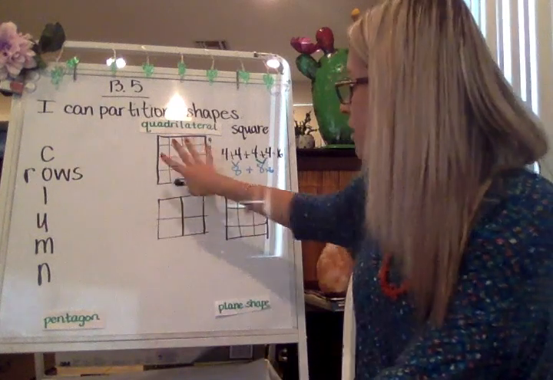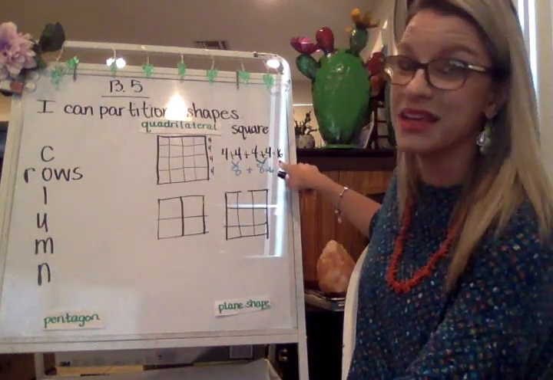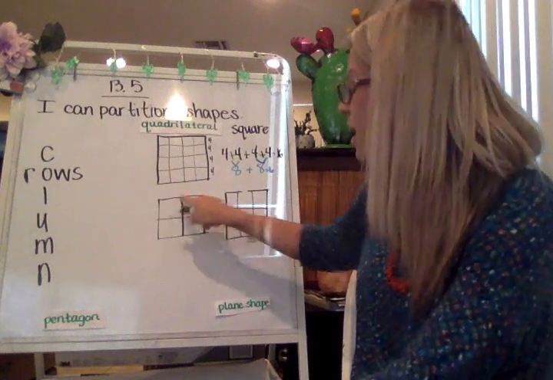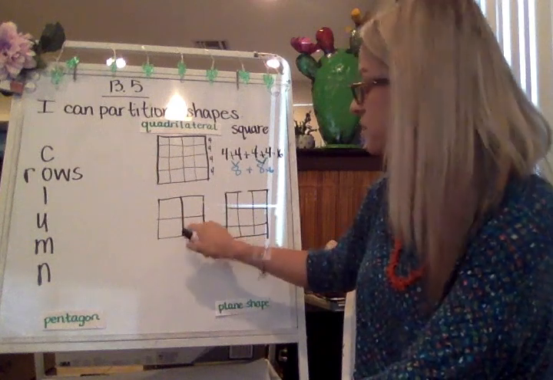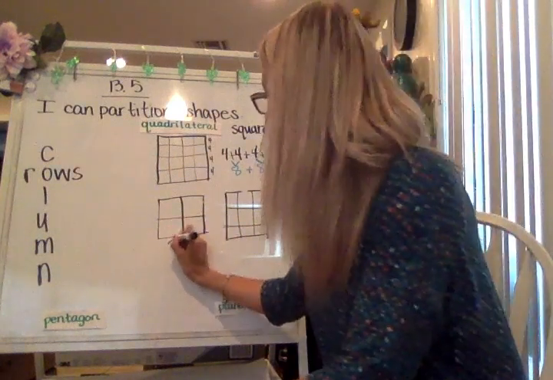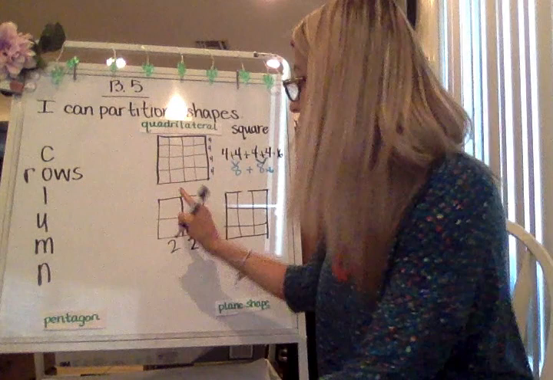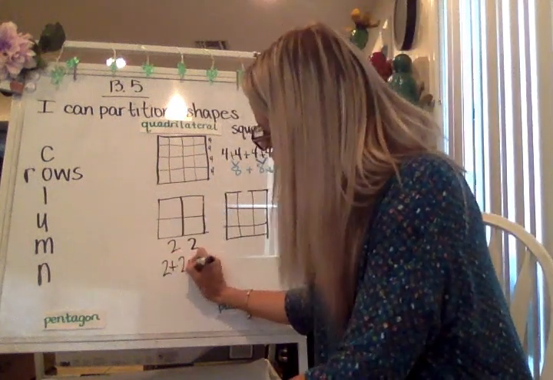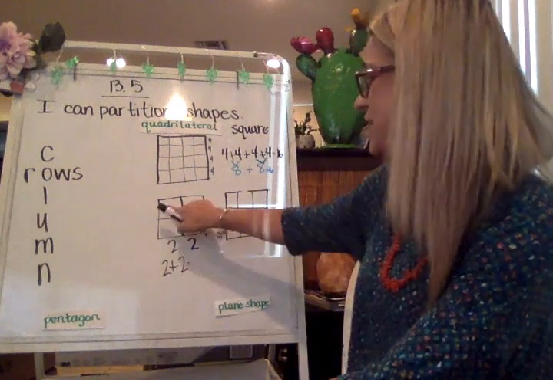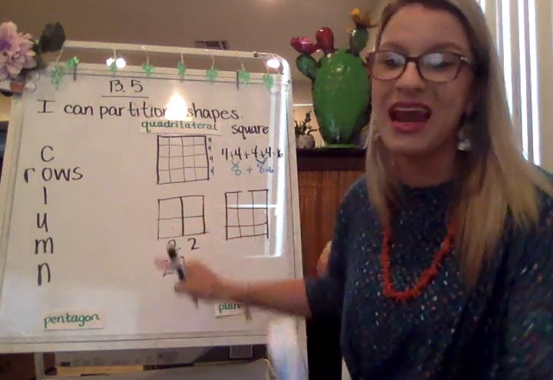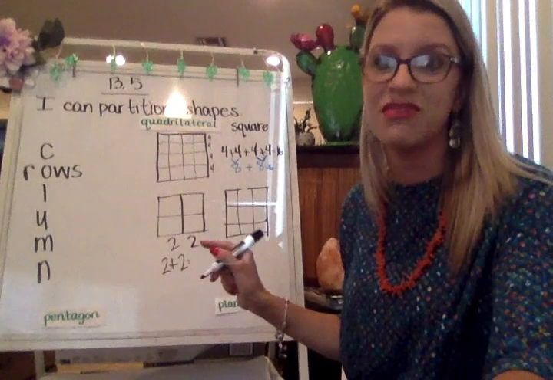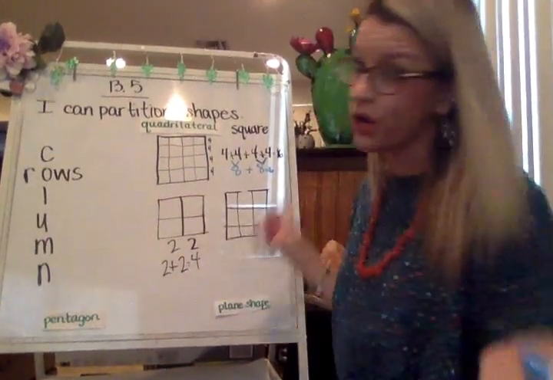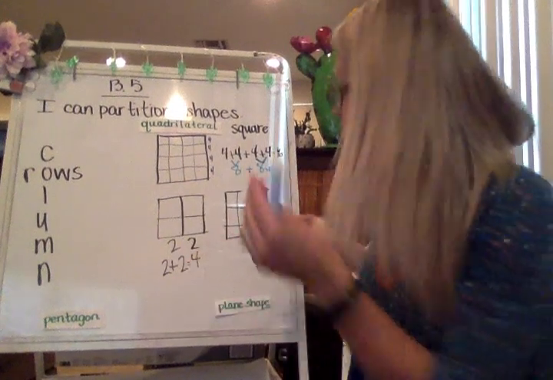On this one, if we're looking at the columns, remember, my rows and columns will be the exact same equation on here. If I'm looking at my rows and columns here, I've got two in each row and two in each column. So if I was to make an equation for this quadrilateral, it would be 2 + 2. Remember, this is going to tell me how many squares are in there so that I don't have to count out each of the individual squares. So 2 + 2 = 4. There are 4 squares in that shape.